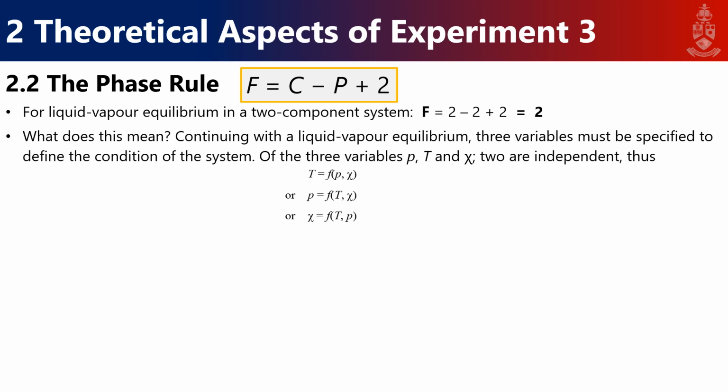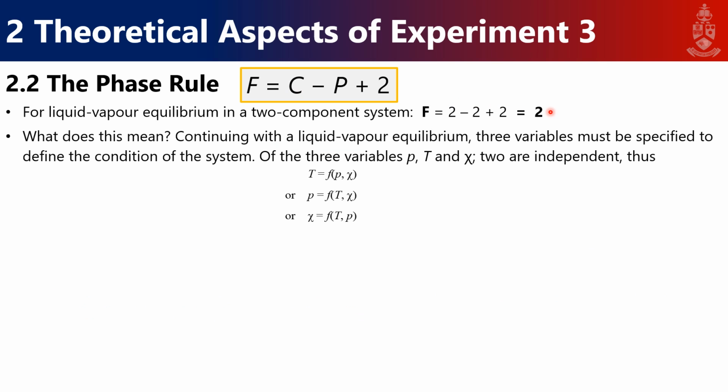So if we look at our specific system again, we can calculate the variance. The number of components is 2, minus P, the number of phases. So we've got liquid and vapor, so that's also 2 plus 2. If I calculate that, my variance is 2.